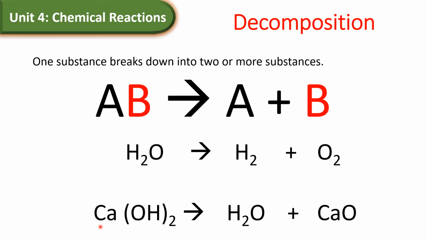And we have here calcium hydroxide. OH is a base, so it's a hydroxide here. Calcium hydroxide breaks down into water and calcium oxide. So this is your AB, this is your A, and this is your B.